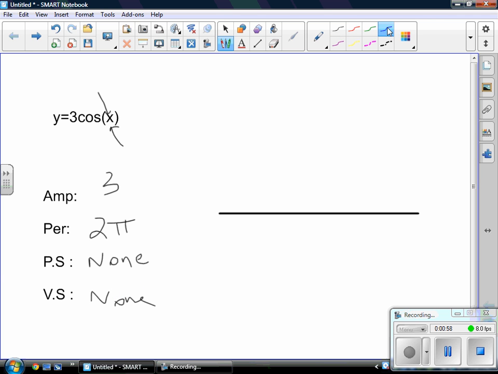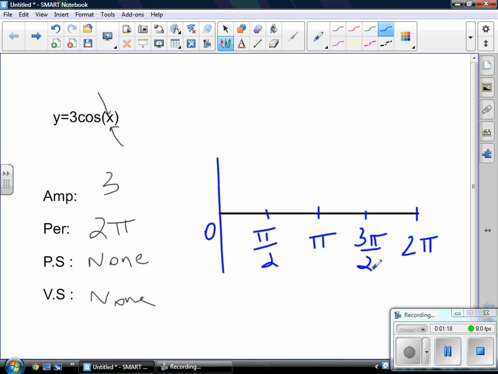So I'm going to do my intervals. I'm going to normally start at 0, and it ends at 2 pi. Half of 2 pi is pi. Half of that will be pi over 2. And this would be pi over 2, 2 pi over 2, 3 pi over 2, and then 4 pi over 2. Okay? So for cosine, I'm going to graph the typical one first.